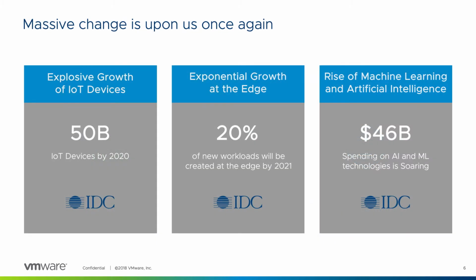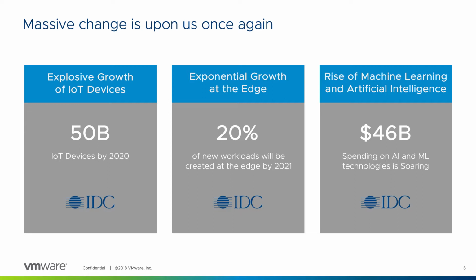Now, that's not the only thing we're starting to see. We're also starting to see the emergence of IoT devices. And IDC has actually predicted that there will be 50 billion IoT devices by 2020. In a lot of those cases, you as the virtual infrastructure administrator will not be responsible for managing those devices. However, the data of those devices and potentially the processing of that data may be part of your responsibility, or at least the infrastructure where that data needs to be processed may be part of your responsibility, because that is also something that we're starting to see.